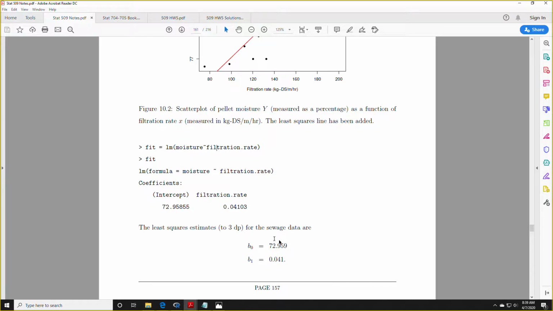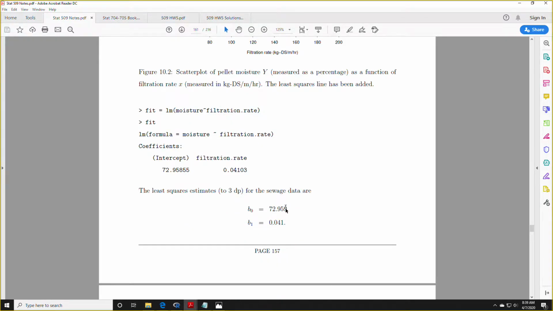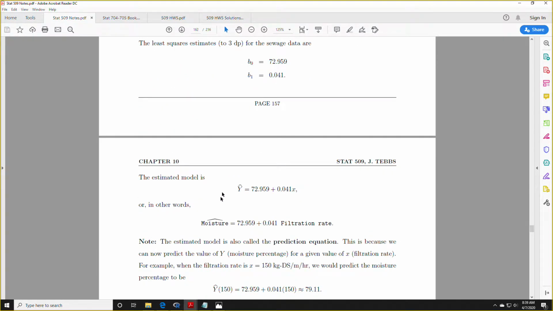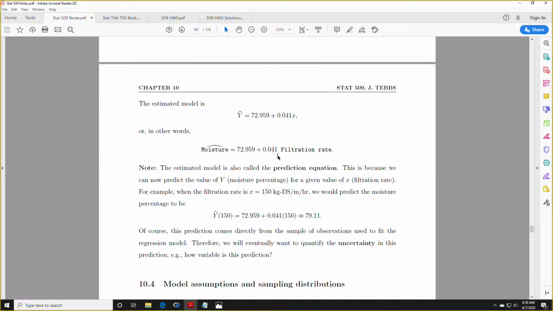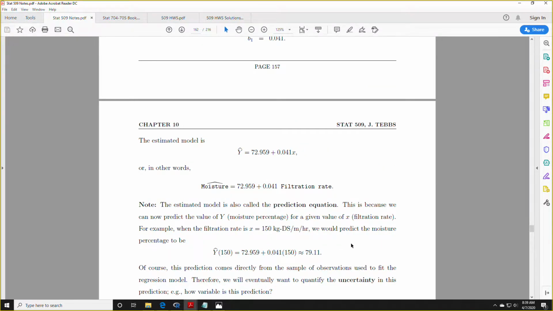But we can see that we have beta naught hat, the estimated intercept, and the estimated slope, which give us our red line. And so anytime we have a filtration rate to plug in, our regression model will spit out a moisture prediction. So if we want to predict the moisture level when the filtration rate is 150, we just plug in 150 for the filtration rate, and then we have 73 plus 0.04 times 150, right? And that spits out a number.